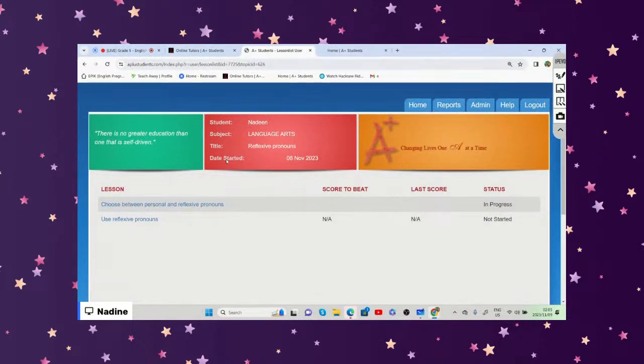So we are going to find out today what a reflexive pronoun is, and then we are going to choose between personal as well as reflexive pronouns. So we are going to identify the difference between personal as well as reflexive pronouns.